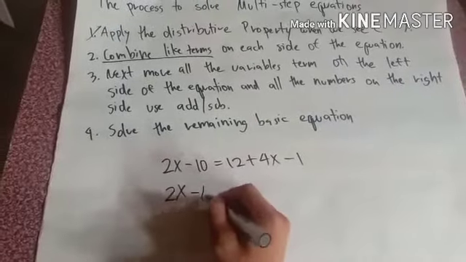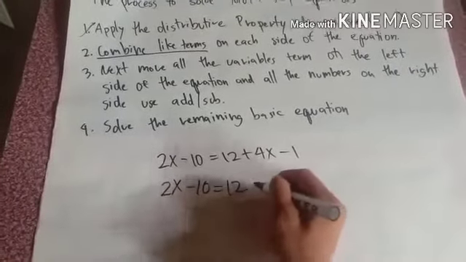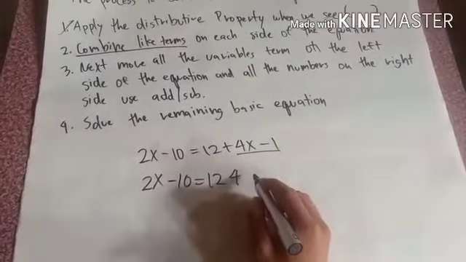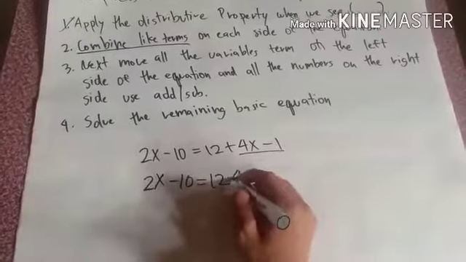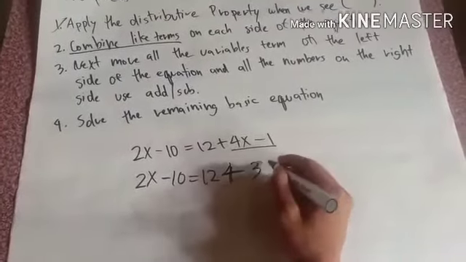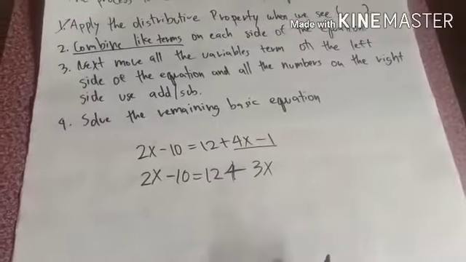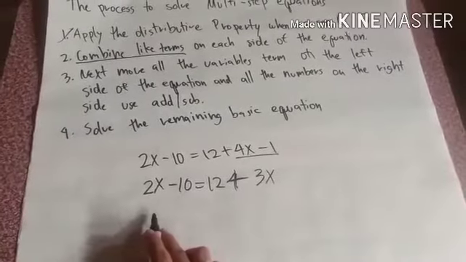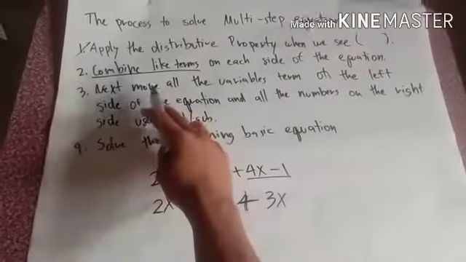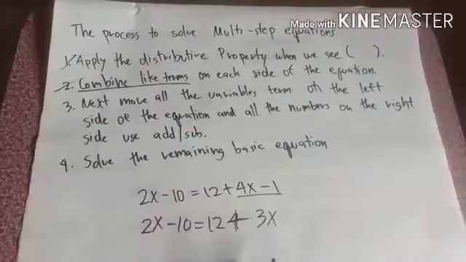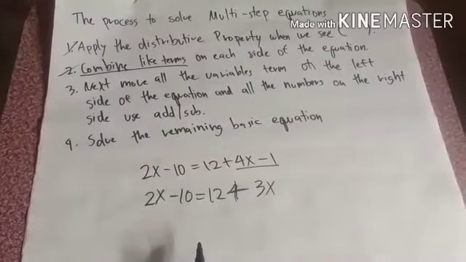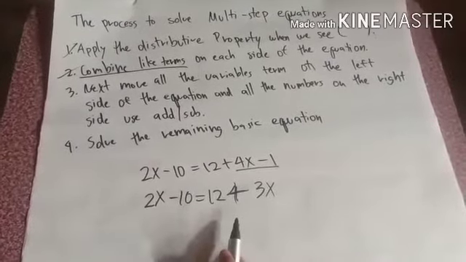2x minus 10 equals 12 plus 4x minus 1 equals 3x plus 3x. And now each side of the equation. After combining like terms, next is process number 3, move all the variables to the left side.